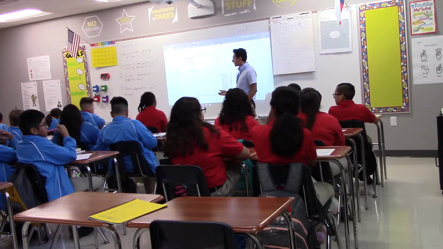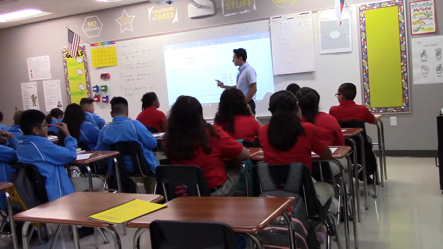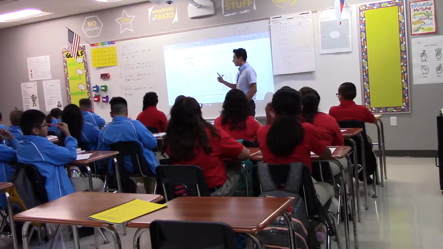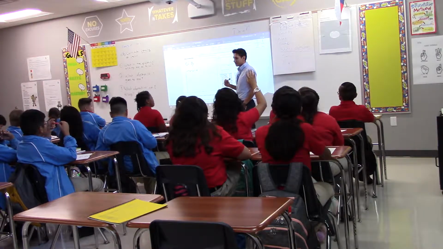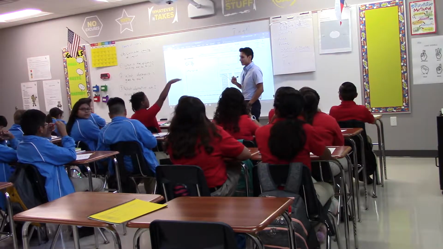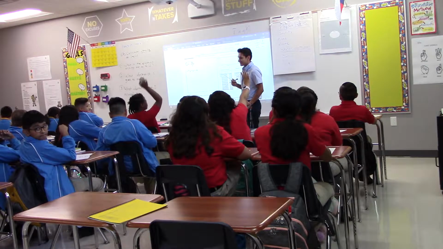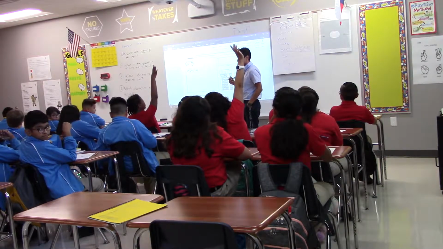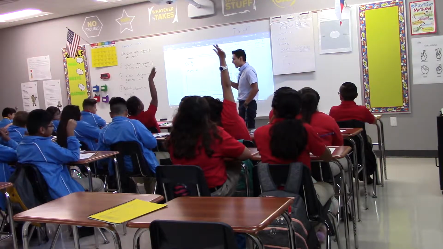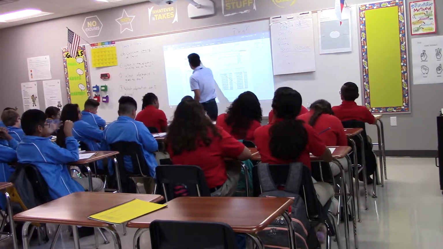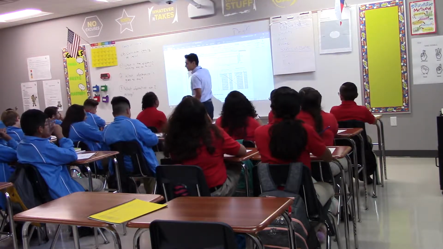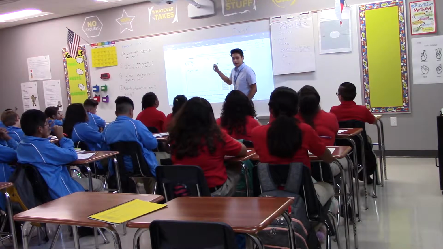In order to calculate density, we need two things. What's one of them? Mass. What's the other? Mass and volume. Great. So we need to find mass and volume to find density, which is what the problem is asking us to find. Okay?